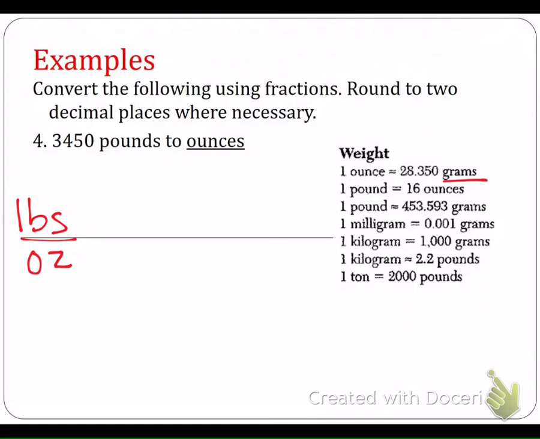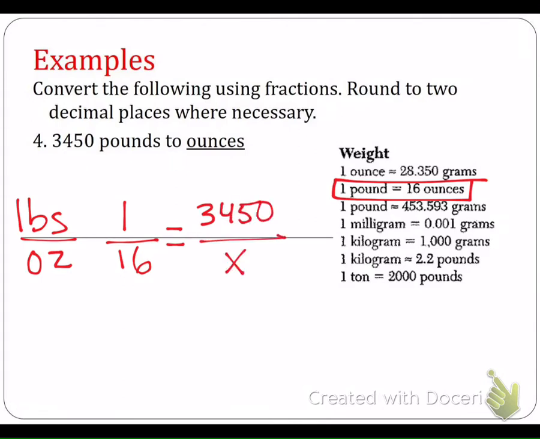From our chart, what information do I need? 1 pound equals 16 ounces. Okay? So where does the 3,450 go? On the top. That's where my pounds are. And then X on the bottom.